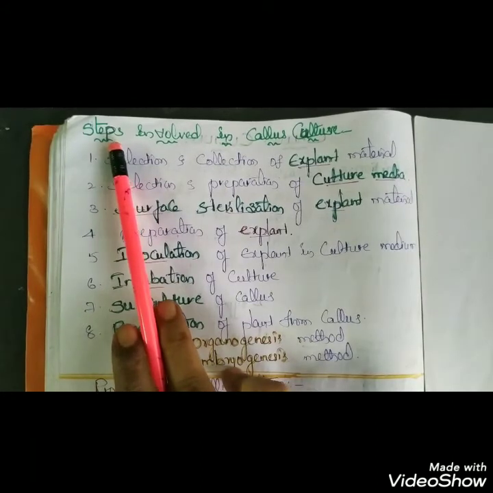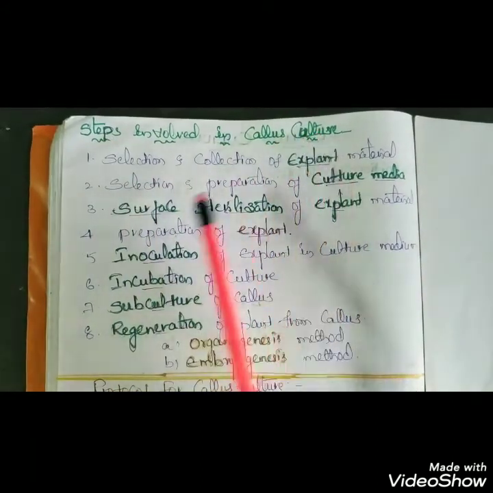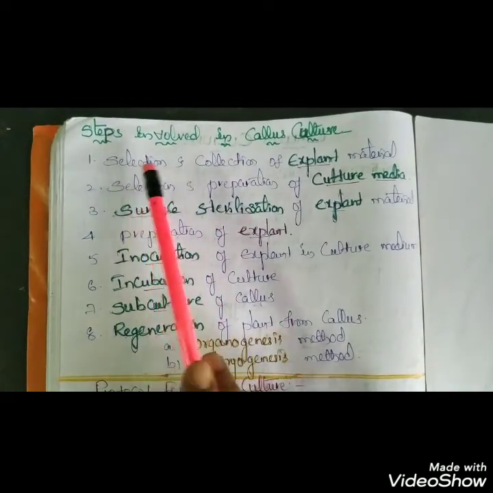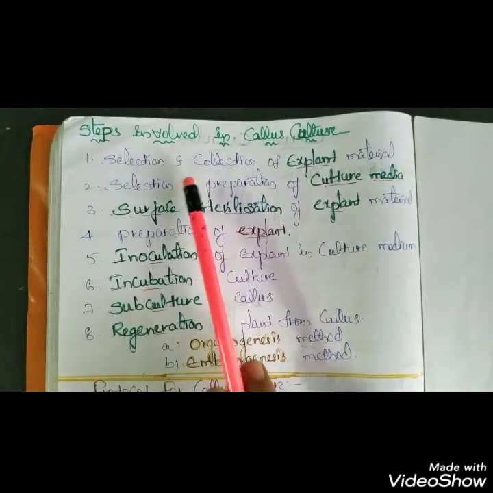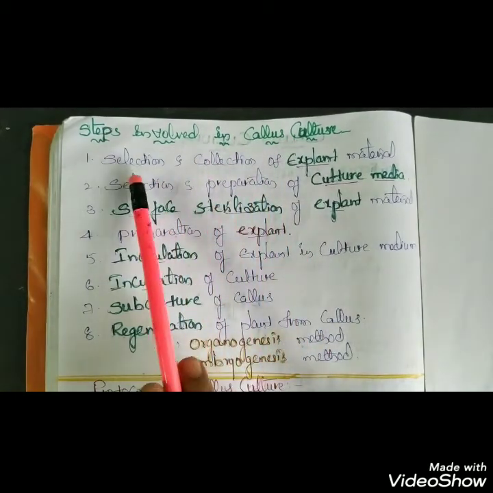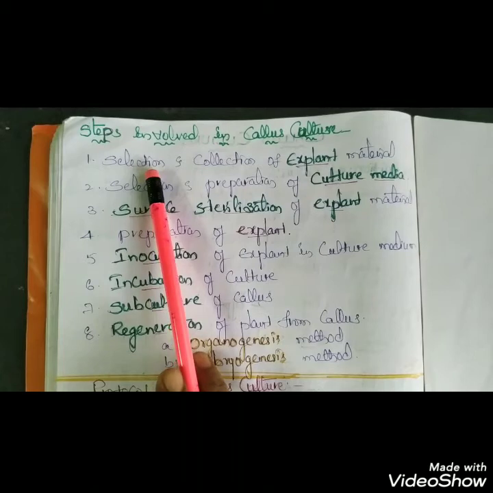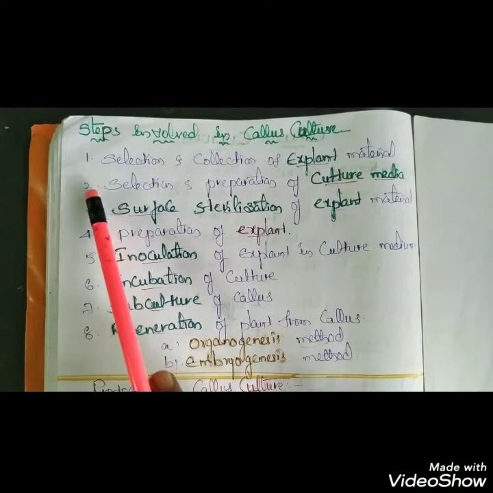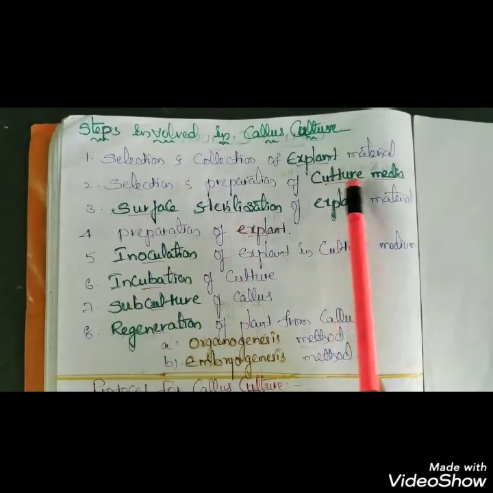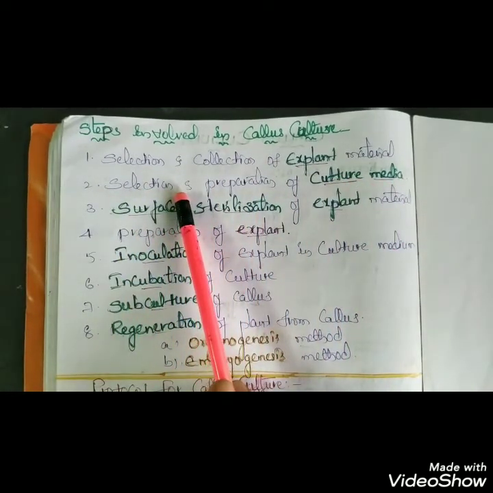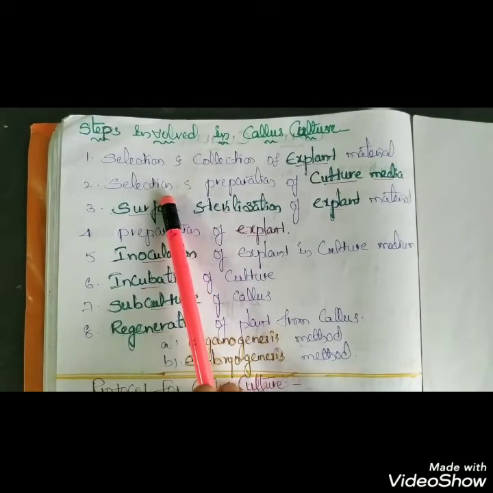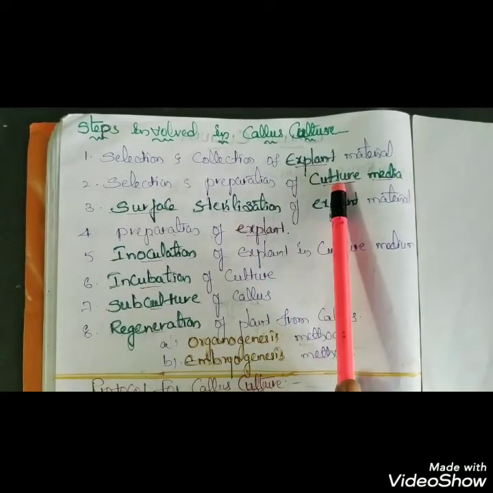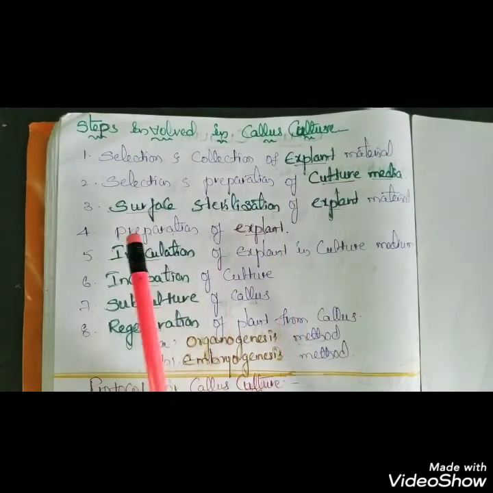Let's have a look at the different steps involved in callus culture. The callus culture involves the following steps. The first one is selection and collection of explant material. For the culturing of callus, a proper plant is selected and the explant is collected from the source plant. Second one, selection and preparation of culture media. For the culture of callus, a proper and suitable nutrient medium is selected and prepared by adding all the ingredients which are required for callus culture.